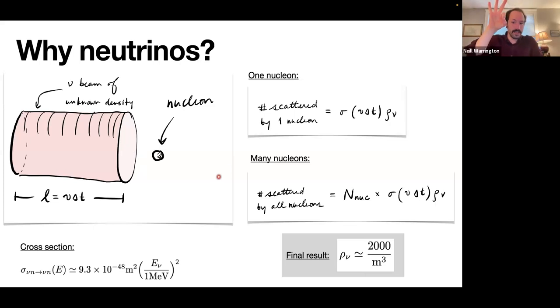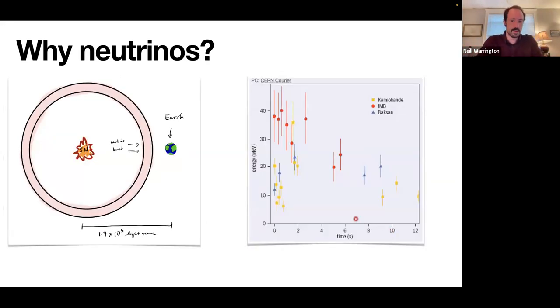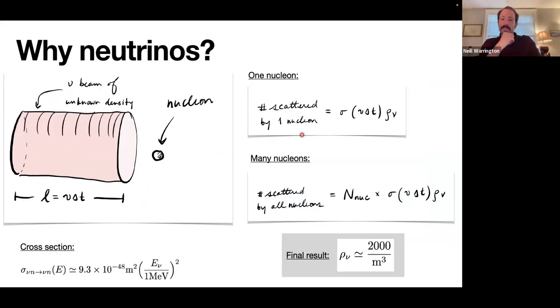That's basically the area. And then the length that it sweeps out is the speed of the beam times the time extent of the beam. V here is the speed of light because neutrinos move at the speed of light approximately. And delta T is 12 seconds because if we go back, it's a 12-second signal. So the number scattered by one nucleon is the volume swept out by the nucleon times the density. We don't know the density, but we want it.